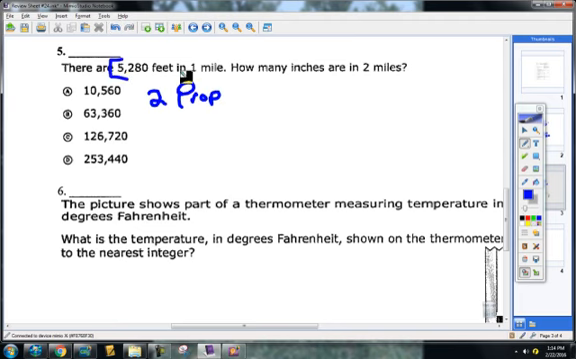Okay, this is the amount of feet in 1 mile. We need to figure out inches in 2 miles. So there's a couple different ways you can do it, but you're going to have to figure out how many inches in 1 mile. So you're going to have to convert this to inches. Then, that's why I said 2 proportions. Your first proportion is going to be figuring out how many inches are in 1 mile. Your second proportion is going to be figuring out the amount of inches in 2 miles. Okay, so you must have 2 proportions there.